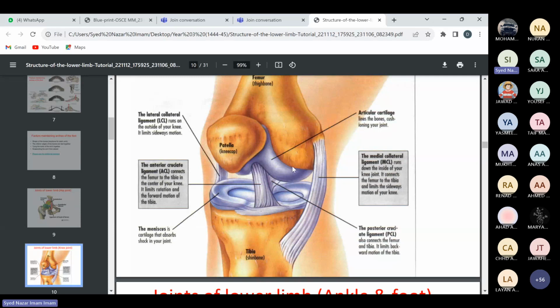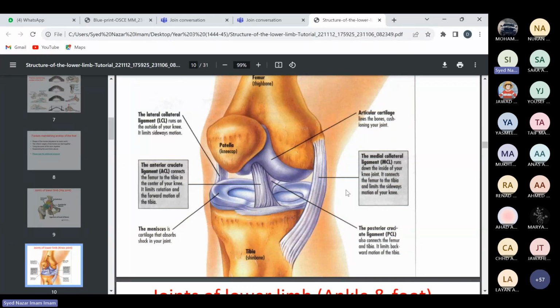We have one fossa behind the knee, and that is called popliteal fossa. All the structures which are behind the knee, we call popliteus. There is one oblique ligament that we call oblique popliteal ligament. So we have four extracapsular ligaments. They'll ask you in MEQ, name the extracapsular ligament.